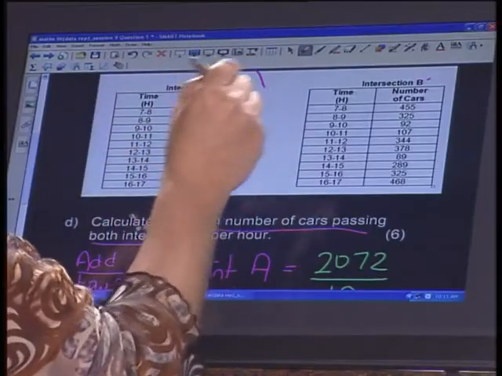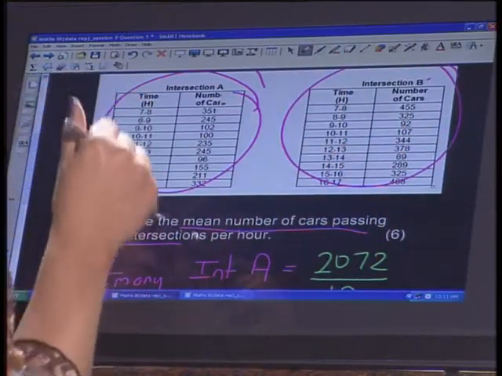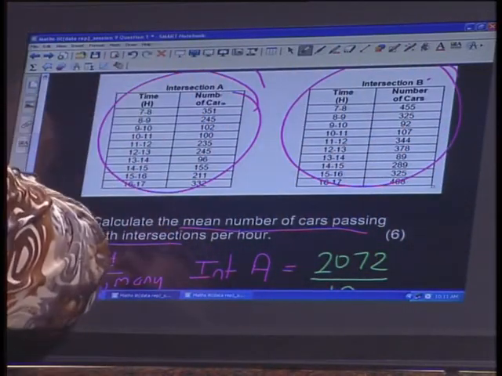Be careful of this word both, because I know your instinct sometimes is to actually add the two intersections. But when I'm dealing with these two different intersections, it said both here, not meaning adding them together. And I know that's a mistake that you tend to make. So whenever you've got data, make sure, in this case, we're comparing the two. We want to know which is busier, intersection A or intersection B. We can't add them together.